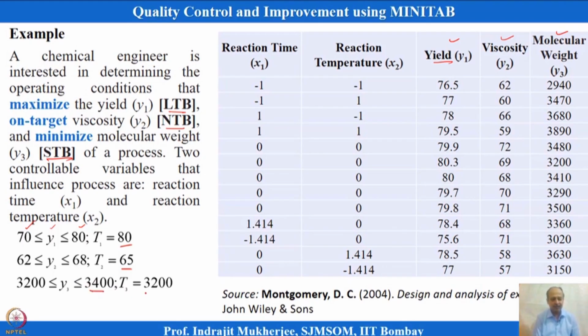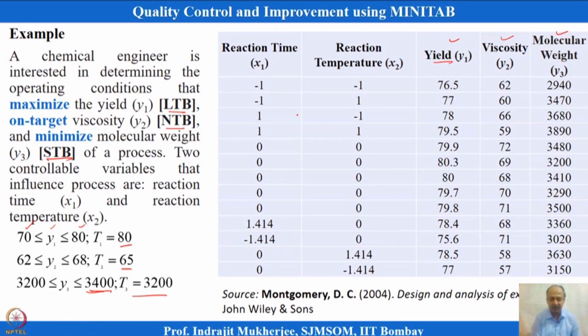Anything below 3400 is fine, but we are giving some boundary conditions over here, and we have defined some target values. So, minimization, smaller-the-better, means any value below 3400, as the problem statement says, is sufficient. So, in this case we have to solve this problem.